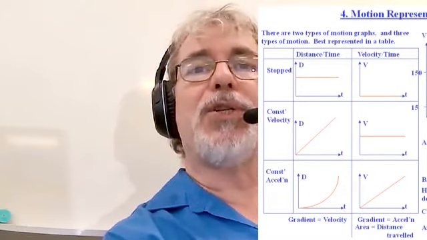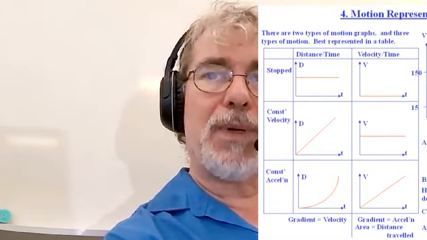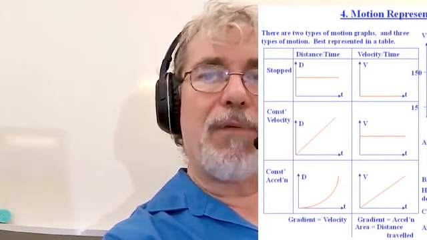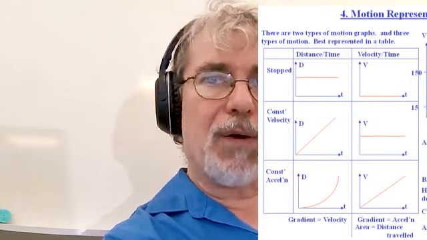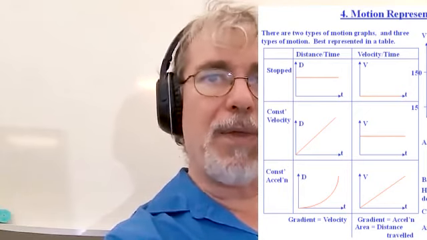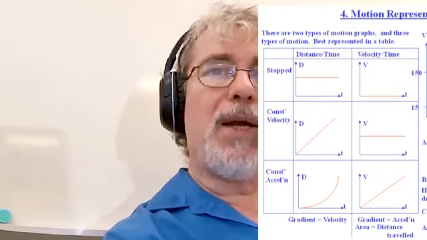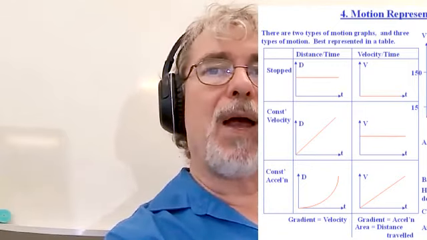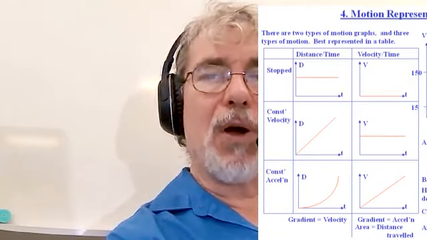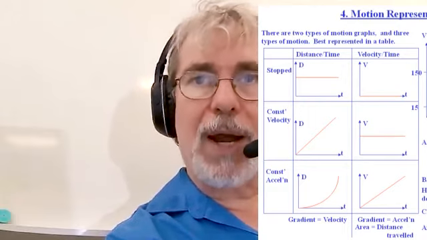And then the last one is just constant acceleration. In a distance versus time graph, it is a curved line that, if we're speeding up, starts out flat and then gets steeper. And in a velocity versus time graph, it is a straight line that is off at an angle, and the slope of that angle would be the acceleration.